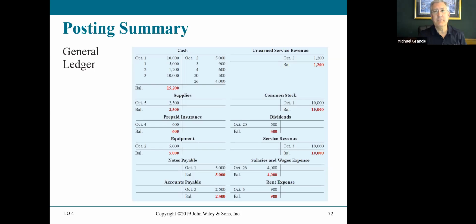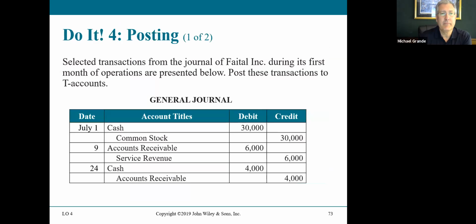Prepare journal entries, post to T accounts. Posting. Selected transactions from the journal of Vital during the first month of operations are presented below. Post these transactions to the T accounts.